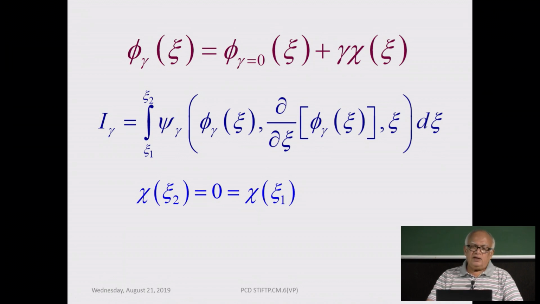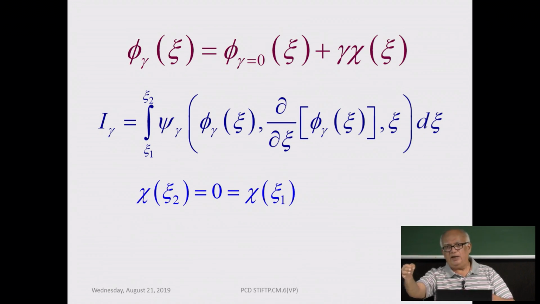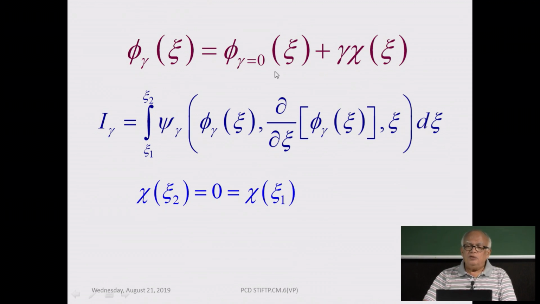And then our consideration, and this is the key point, so pay attention to this, that at the end points there is obviously no variation, because you know the start point and the end point in the xi space. So on the time axis it will be the start and the finish. But for a general function of an arbitrary variable xi, it is two end values, xi1 and xi2, and at these values there is no change.